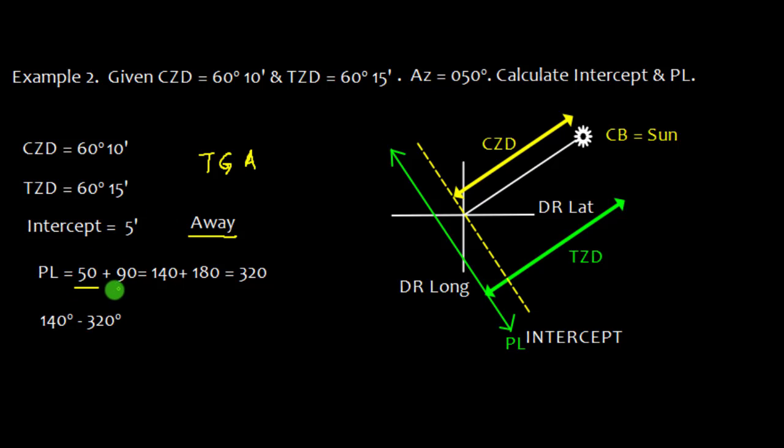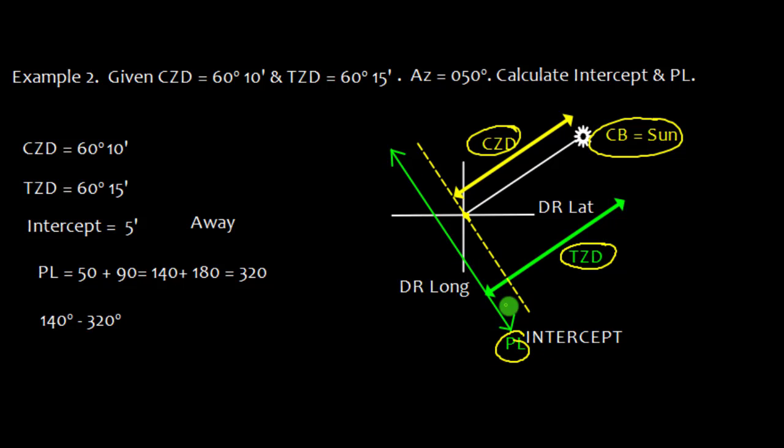Well, we can easily obtain the position line. So it is 50 degrees plus 90, we get 140, then plus 180, it is 320. So we take these values, 140 to 320. Now coming back to the diagram, this is away. So that means this is the celestial body, this is the calculated zenith distance which is taken from the DR position, and away means the true zenith distance is more. So we have this position line. Well, the difference between the two is the intercept, which is away.